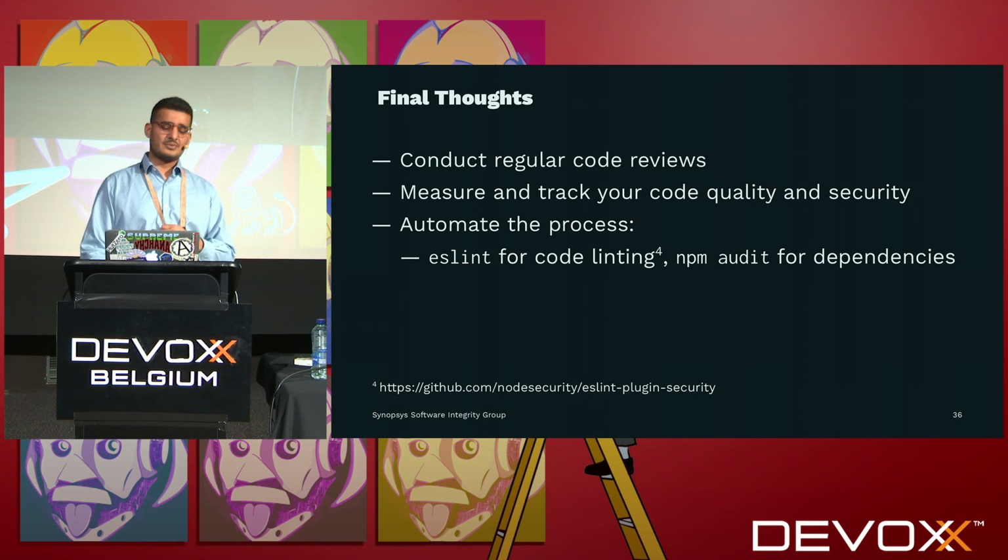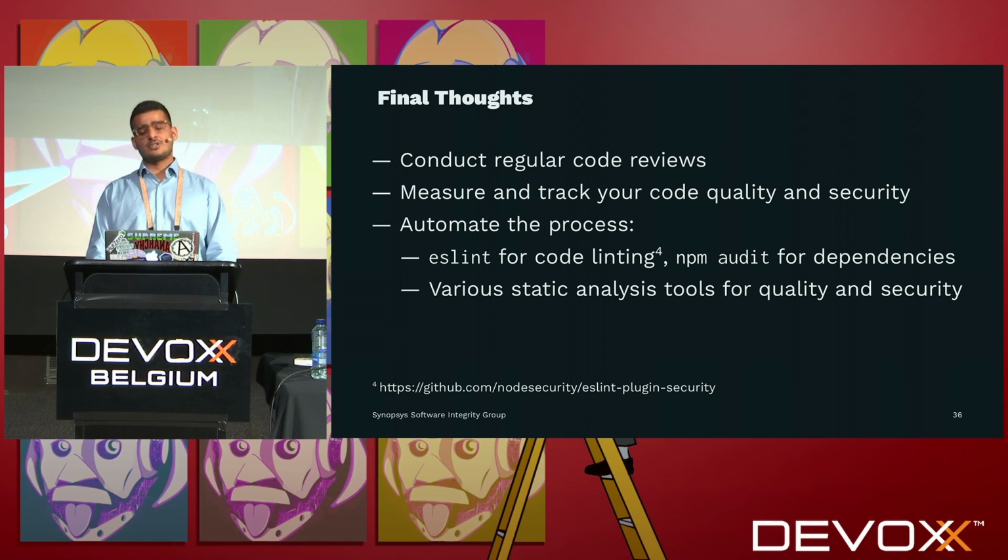Make sure you're using linting tools. This is straightforward. It's very easy to use. Hook it up in your CI. Make sure your code base is conforming to these rules. It makes your code review easier. It makes your development process easier, and increases the quality of your code. You should never really ignore the warnings or errors given to you by these tools. And of course, there are also various static analysis tools available on the market for both quality and security.